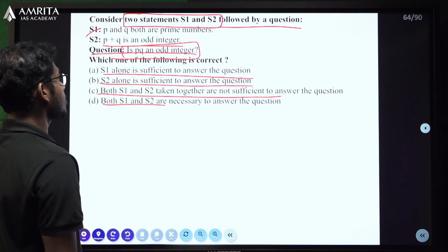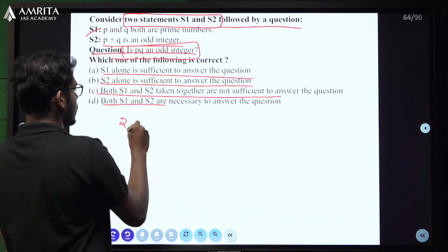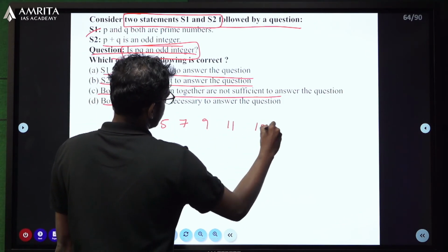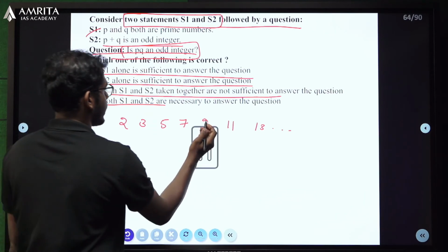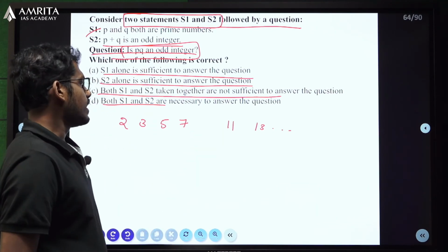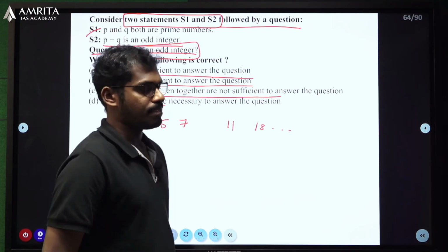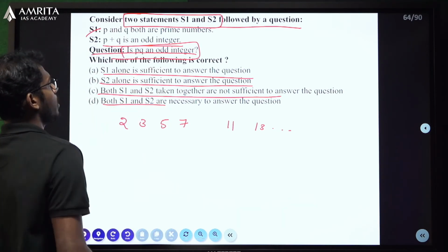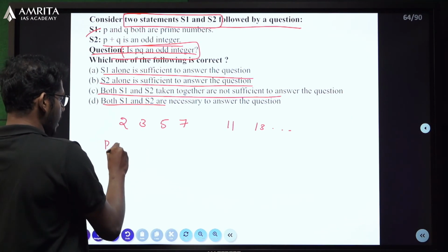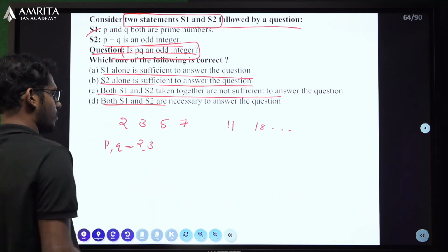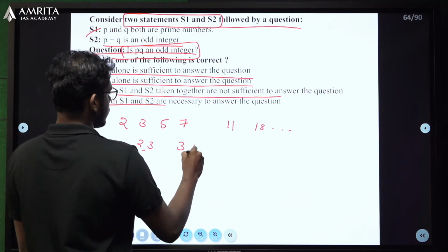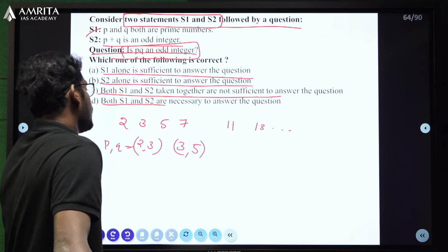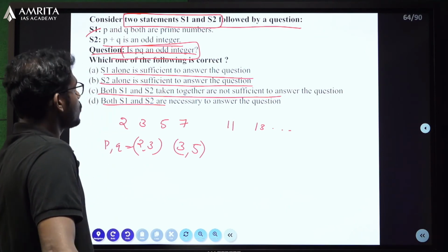Both P and Q are prime numbers. So the prime numbers are 2, 3, 5, 7, 11, 13, etc. Clear? Okay. Is PQ an odd integer? Let the values of P and Q be 2, 3 and 3, 5. So let these two be the pairs.